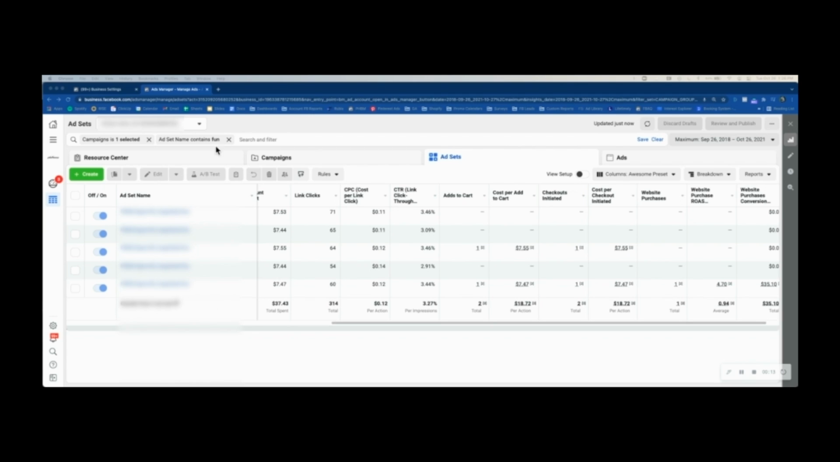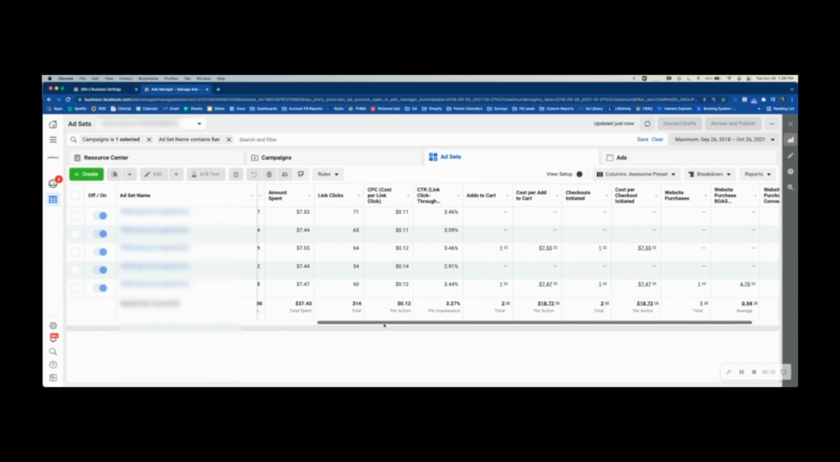So we know that there's a fun name here for the fun angle. So it's right on average in terms of its link CPC and around where our CTR is, but it's also got the bonus items here. So I would think that the fun angle is definitely one to consider. Let's remove that filter and just see what else we have here.